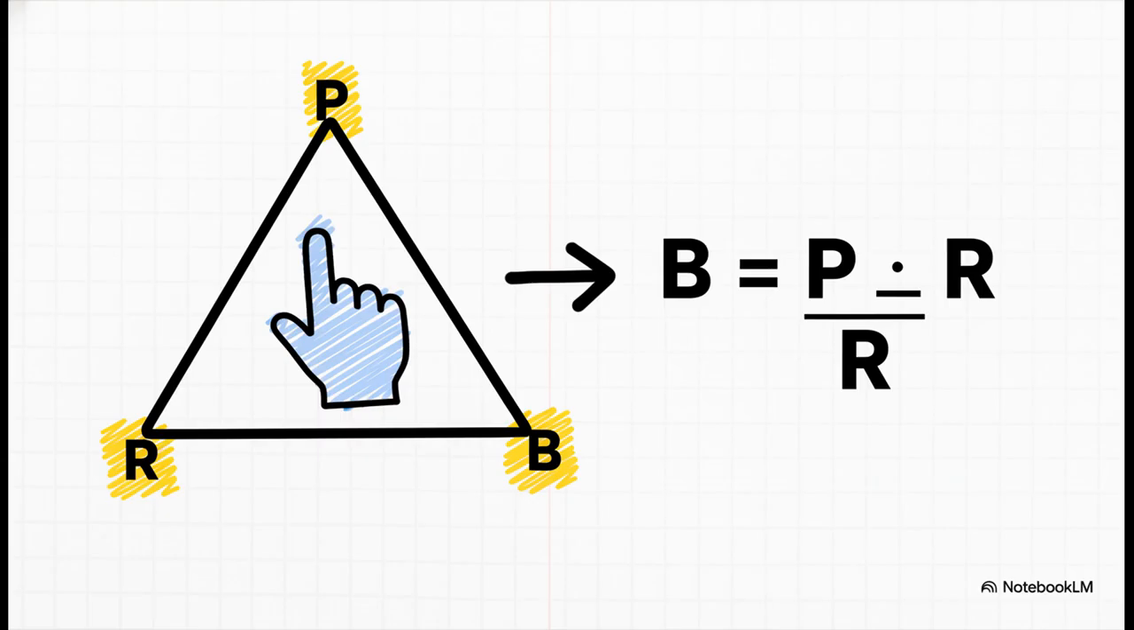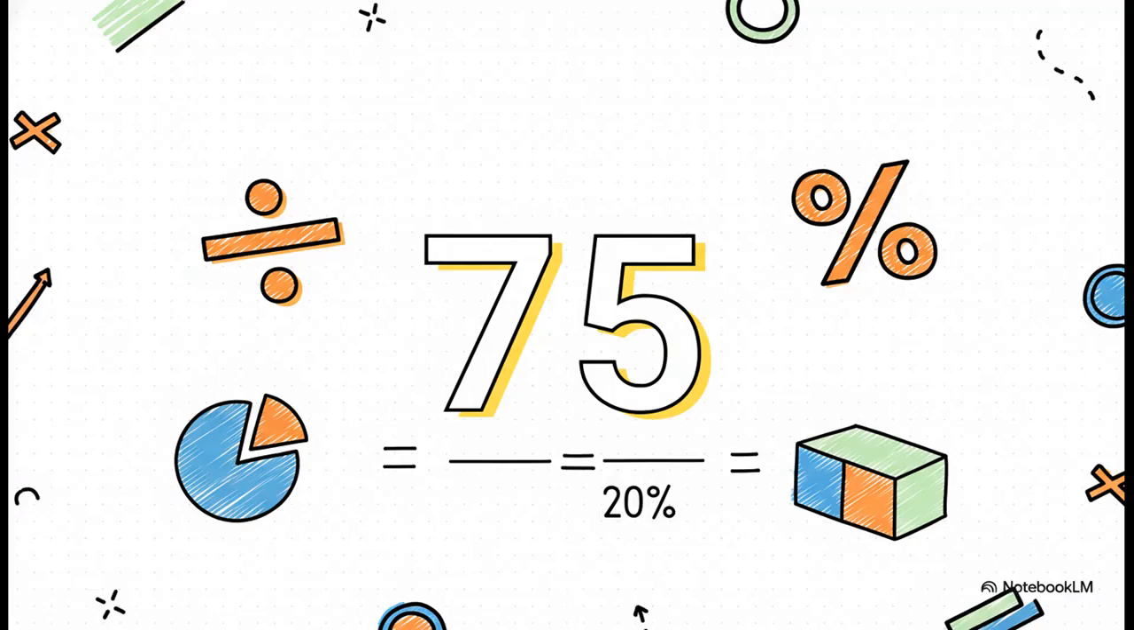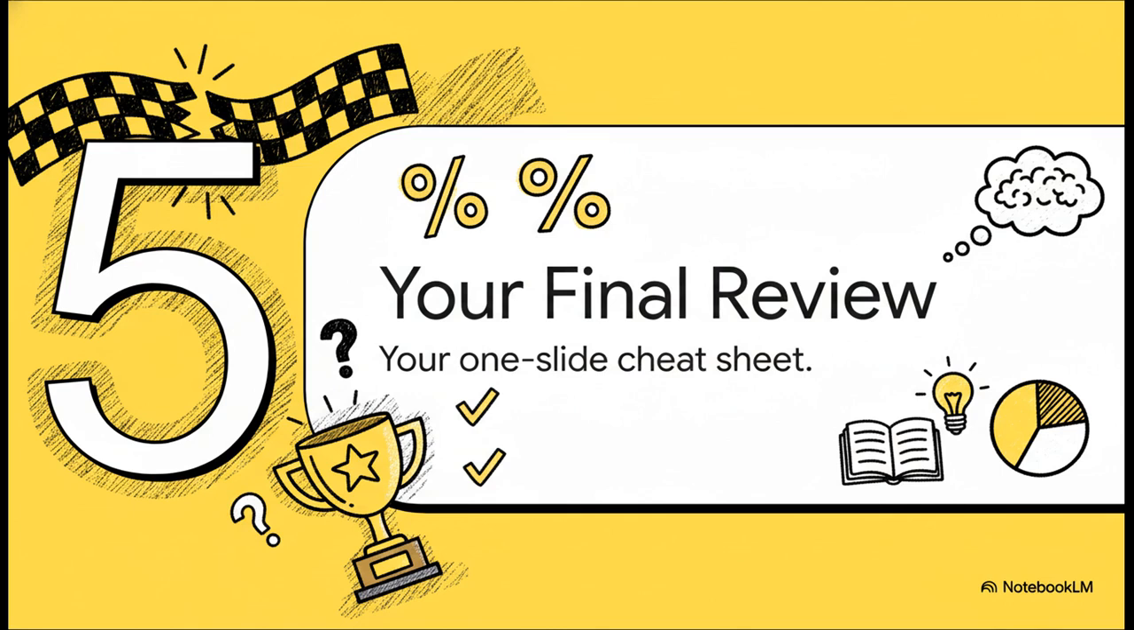P over R. That means our formula for finding the base is percentage divided by the rate. And for the final calculation, 15 divided by our rate. And remember, we got to use the decimal, so 0.20. Punch that in and you get your answer, 75. And just like that, you've handled all 3 types of problems that could possibly be thrown at you. We are pretty much at the finish line. Let's do just one last super quick review to really lock this all in your brain before that quiz.